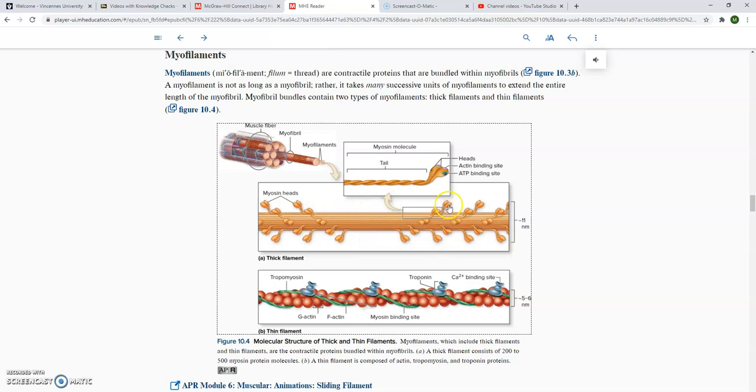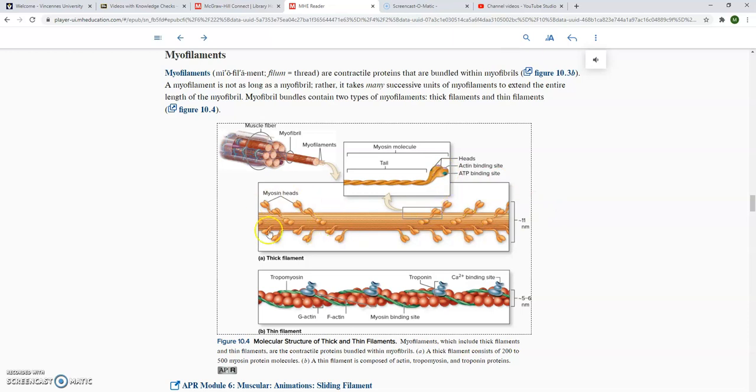And the little heads that you see up here, if we look at them a little bit closer, you'll know that there are little areas on them where things will bind. We haven't talked about actin yet, but there's another protein on our thin filament that will bind to the binding site here, which is called the actin binding site. And there's also a little binding site for ATP. We'll talk about what ATP does when it binds to that site, as well as what happens when actin binds there.